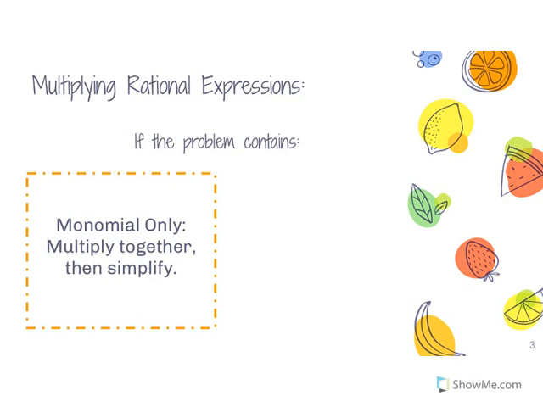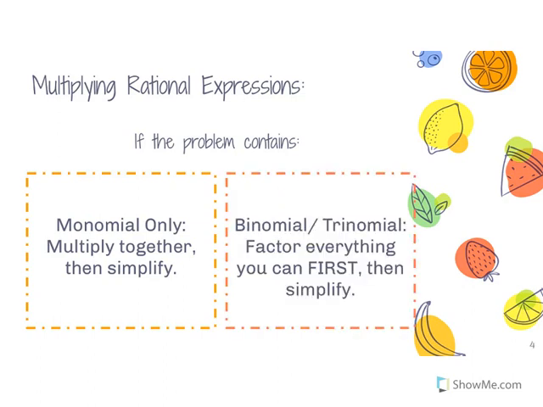Multiplying rational expressions. If the problem contains a monomial, meaning only one term, you're going to multiply together and then simplify. If your rational expression contains a binomial or a trinomial, you are going to factor everything that you can first, and then you're going to simplify.